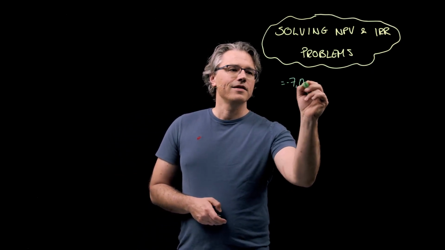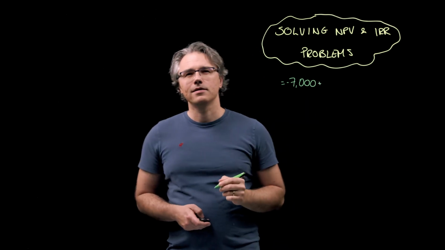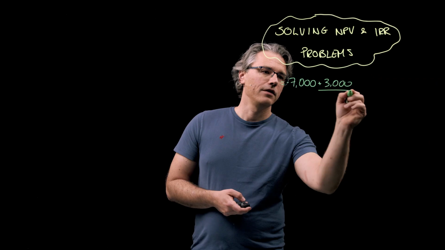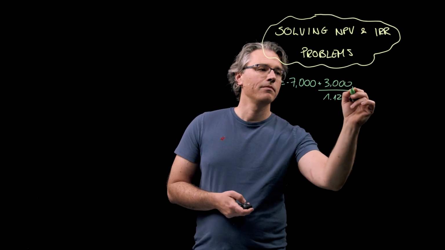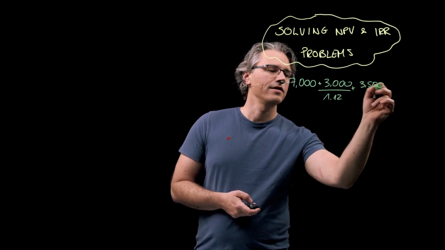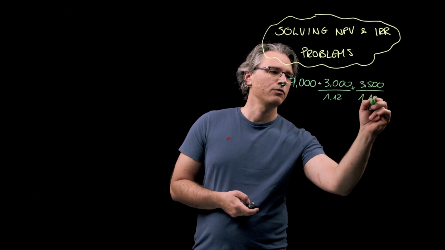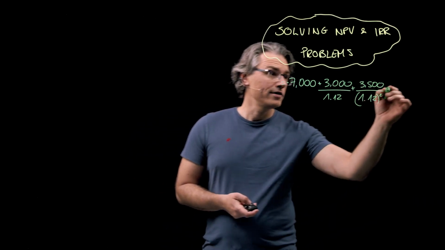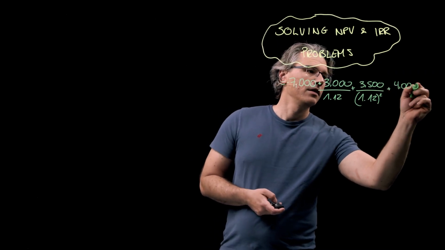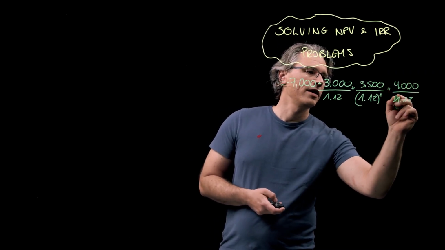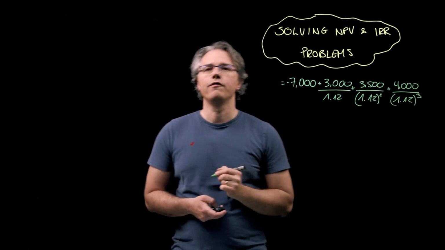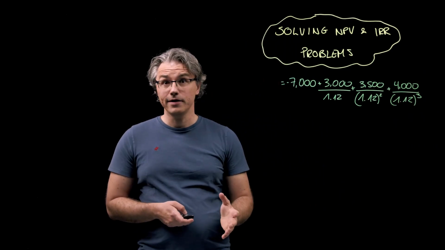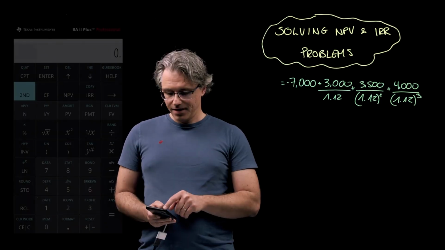A negative 7,000 plus 3,000 divided by 1.12 plus 3,500 divided by 1.12 squared plus finally 4,000 divided by 1.12 to the power of 3. Let's see if we can quickly do this on the calculator.